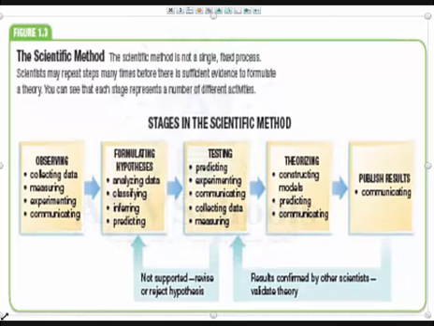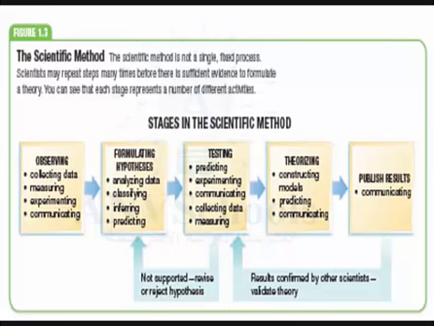So here, the scientific method is not a single-trend process. Scientists may repeat steps many times. They may repeat many times before there is sufficient evidence to formulate a theory. So you don't just make a theory without repeating these tests. So you have to repeat these tests severally. Each step represents a number of different activities.